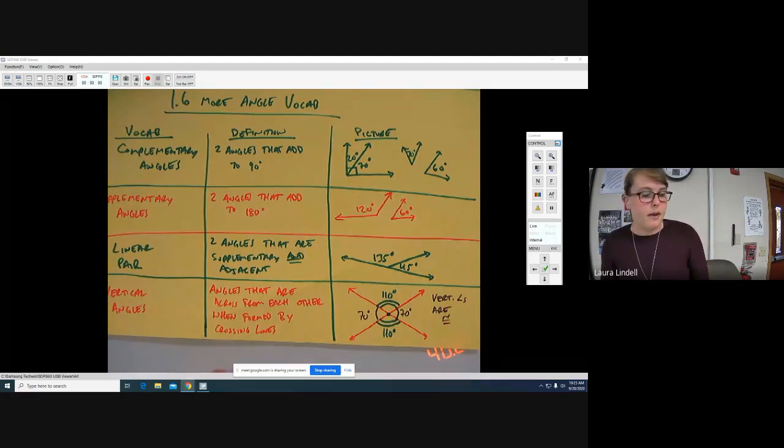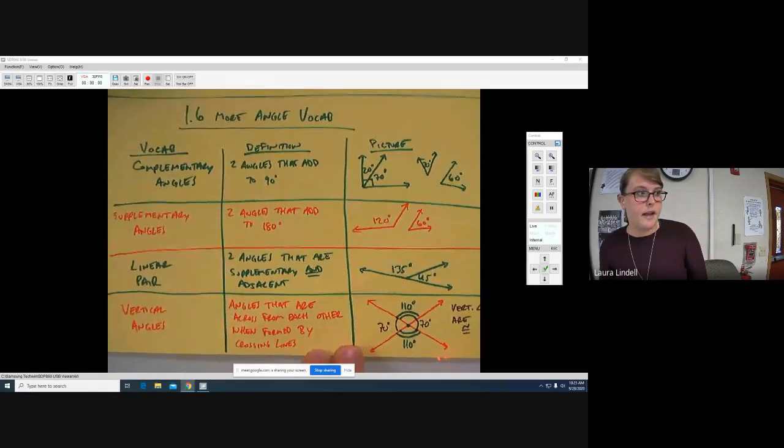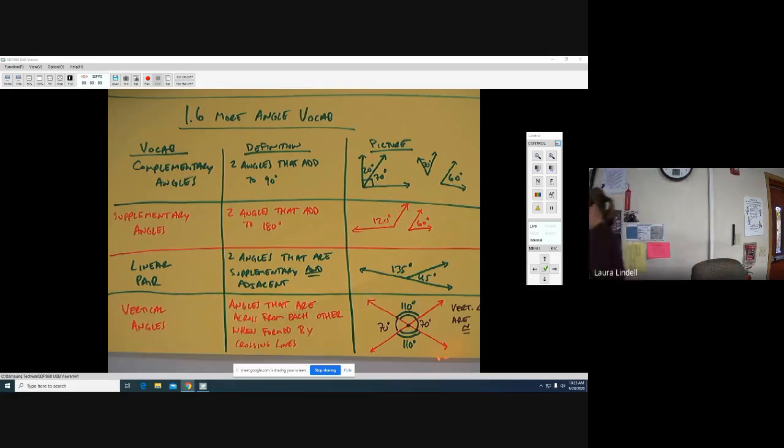Okay, so now we have 4 new words to describe angle pairs. We have complementary angles, where they add to 90, supplementary angles, where they add to 180, linear pair, where they're supplementary and adjacent, and then vertical, where they're made by crossing lines and they are across from one another. Okay, so we're going to go through some different example problems that we might see given each of these different types of angle pairings. And we'll start simple.